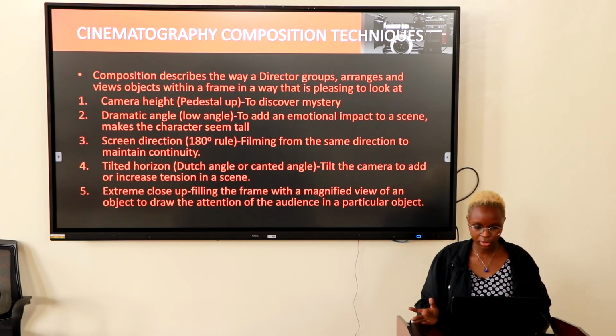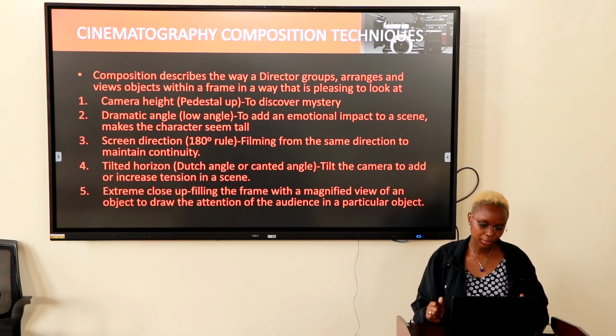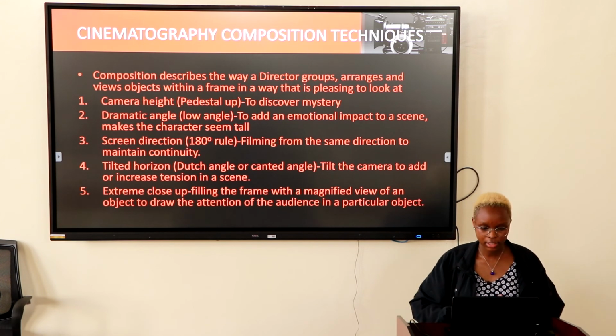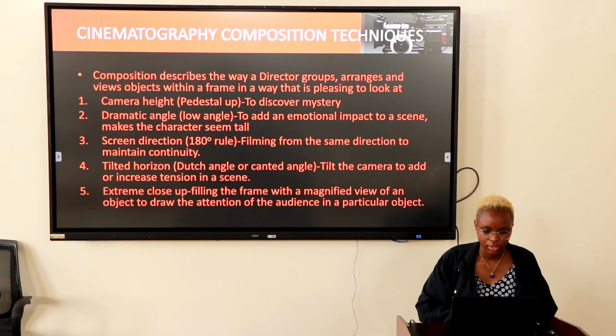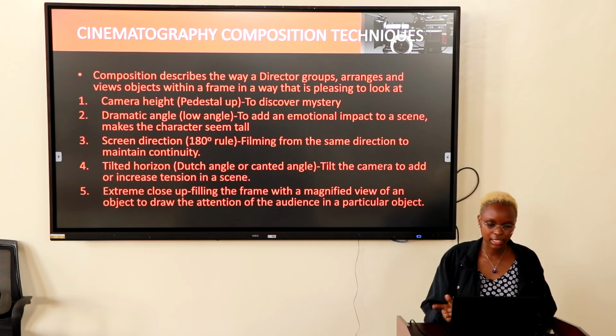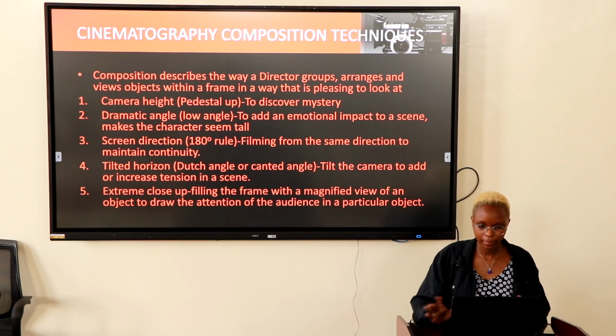And then an extreme close-up is filling the frame with a magnified view of an object to draw the attention of the audience in a particular object. So that's basically to just draw the attention to a certain thing, like probably someone crying or a scar on someone's face. Yeah.